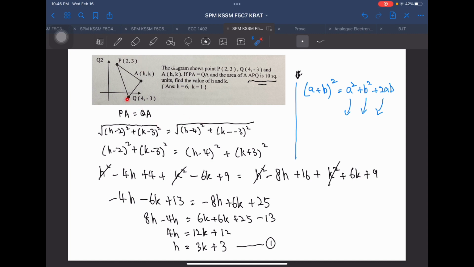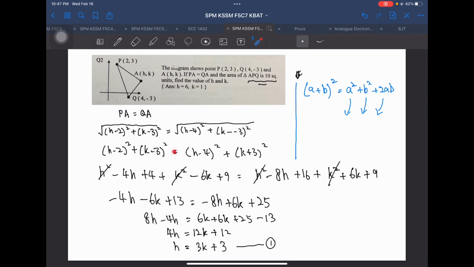If you are given the diagram and the coordinate points, and if PA equals QA, and the area of this triangle is 10 square units, find the values of h and k. So the first thing that comes to your mind is to use PA equals QA, and by using the distance formula and then substituting the values for PA and QA, you get these two equations on the left and right hand side.